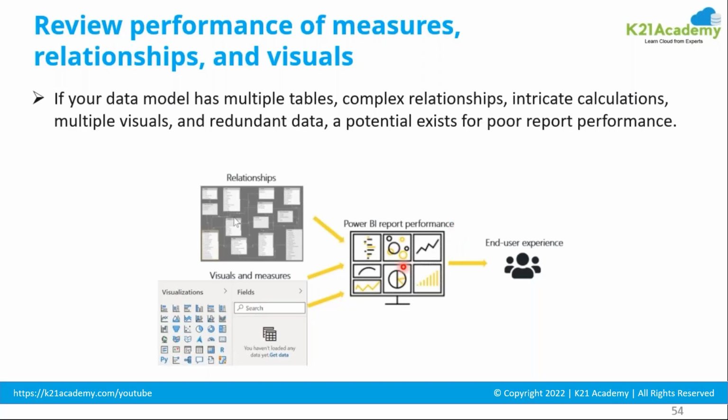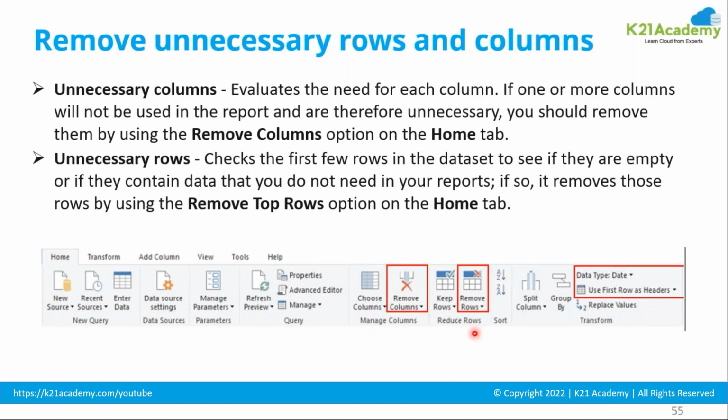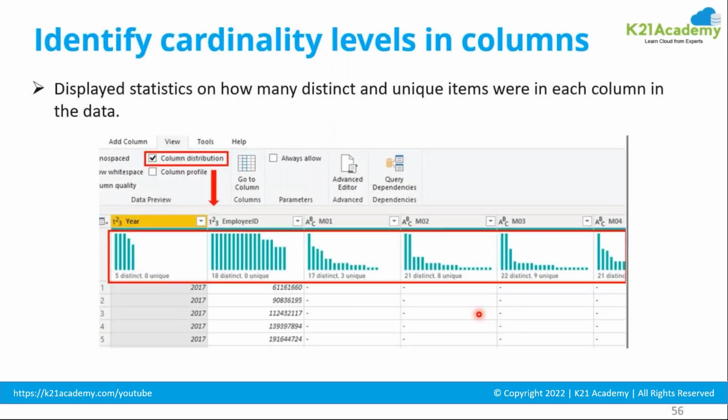Now we can remove the unnecessary rows and columns. We have already checked this in one of the examples. I have shown you where you can remove columns or remove rows. If you want to remove some unnecessary rows, you can do that. If you want to remove some columns, you can do that as well. Plus, we can also identify the cardinality levels in columns, where we can display the statistics about the distinct values, unique items, and there are many factors which are part of it.